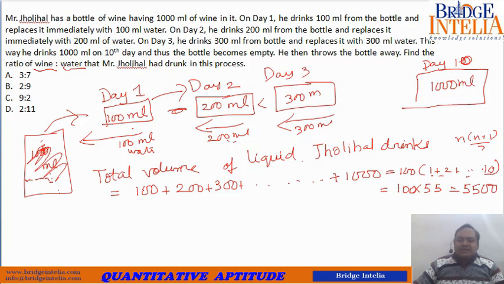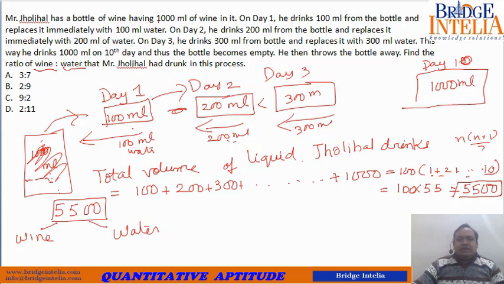100 can be taken as common. So the total volume of liquid that Mr. Jholihal has drunk is 5500. So 5500 is the total volume he drinks. Some of it is wine and some of it is water. How much is wine? Wine is 1000 only. So out of the total volume he has drunk, 1000 milliliters was wine. So the remaining was water. That means 4500 must be water that he has drunk. So we have to find the ratio of these two numbers.